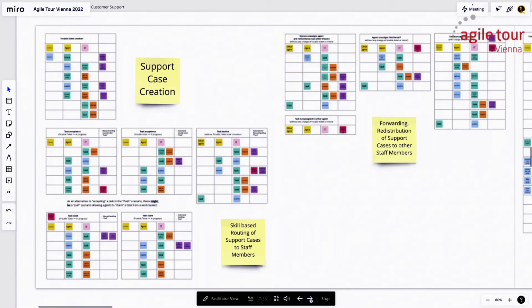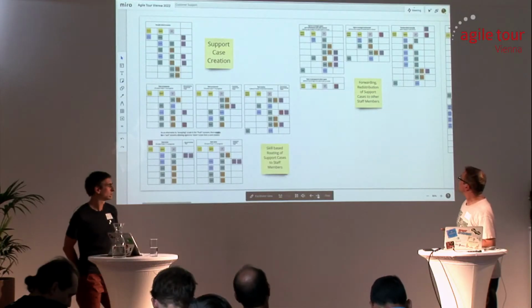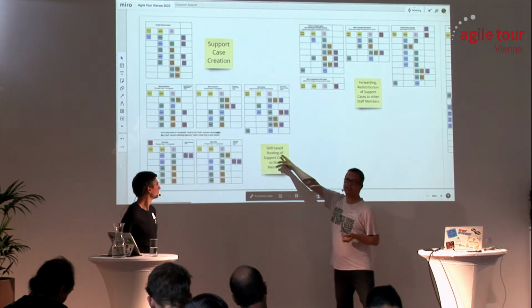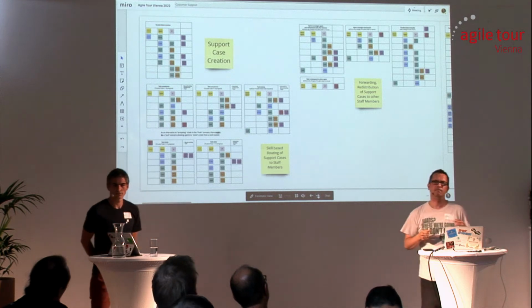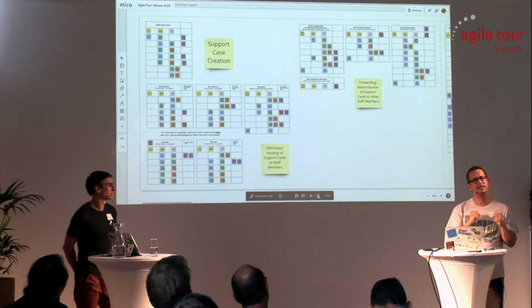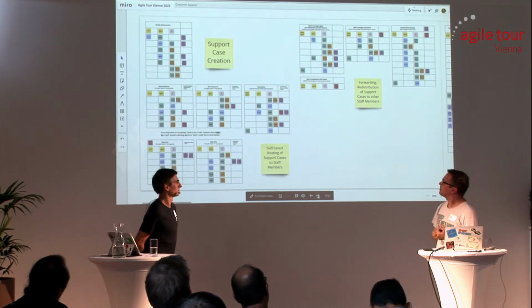So you see there are some stories about support case creation, of course. When the customer has a problem, he or she calls, and then we create such a case. And then we, of course, have the necessity to forward such cases, to redistribute our work between all our agents taking care of the customers. An important part in that project was also the skill-based routing, so that we move our support cases to the best agent possible, who actually has the skills to really work for the customer and do it right.